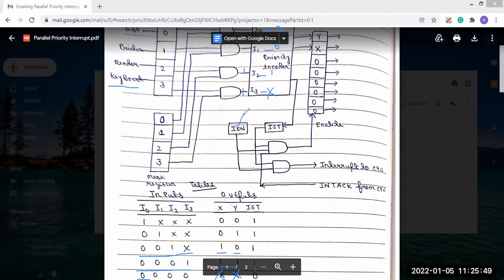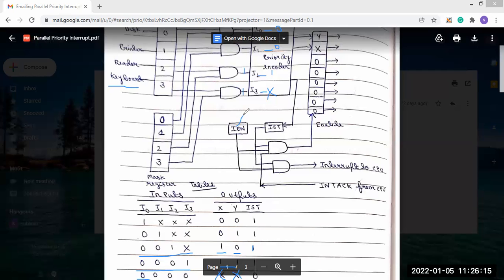But IEN is also a flag like that. And this flag describes whether the CPU is ready to take the interrupt or not. That is, whether the CPU is now ready to take the interrupt or not will be described by this flag.